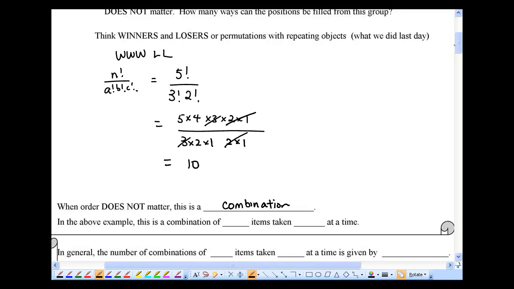And then remember how we had symbols for the permutation? We have a symbol for this too. It says in the above example, this is a combination of 5 items taken 3 at a time. And the symbol, okay, we have here is now not 5P3 but 5C3. Okay? So this whole thing here is equal to 5C3.